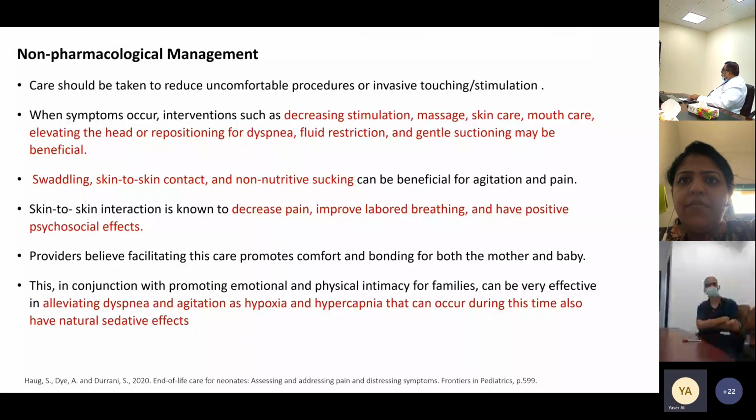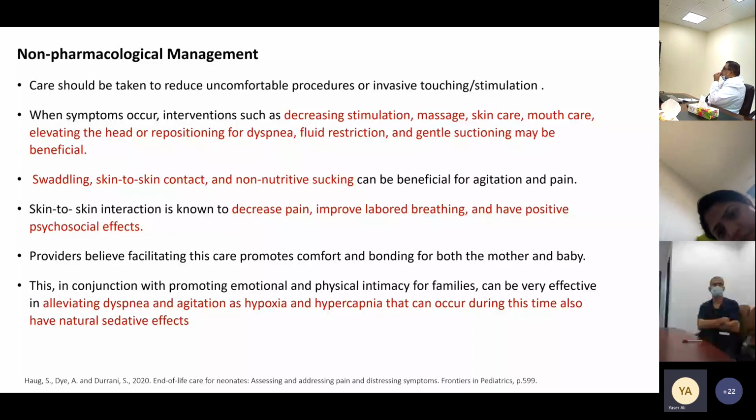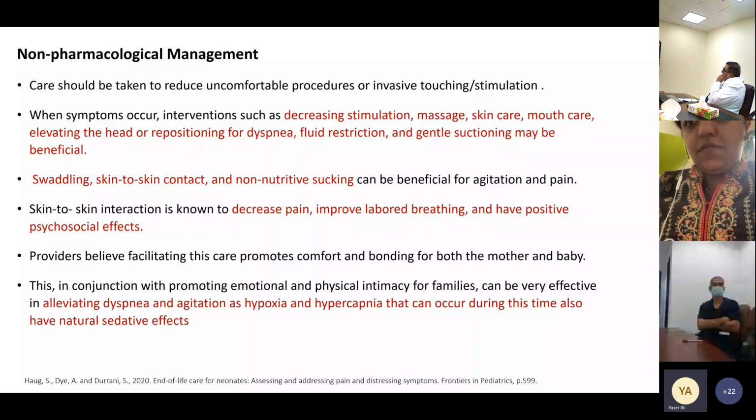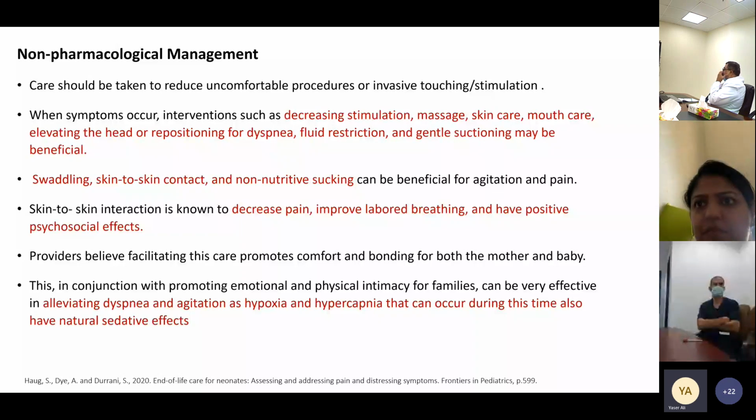We will come now to non-pharmacological management, including decreasing stimulation, massage, skin care, mouth care, elevating the head, and repositioning for dyspnea. Fluid restriction and gentle suctioning may all be beneficial, as may swaddling, skin-to-skin contact, and non-nutritive sucking. Skin-to-skin interaction is known to decrease pain, improve labored breathing, and have positive psychosocial effects, as well as promote comfort and bonding for both mother and baby. These are effective in alleviating dyspnea and agitation, as well as hypoxia and hypercapnia that can occur during this time. It also has a natural sedative effect.